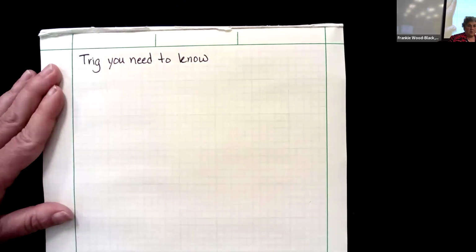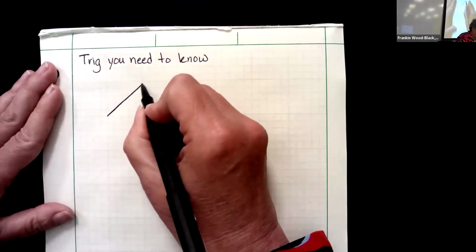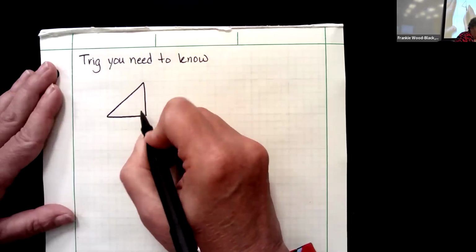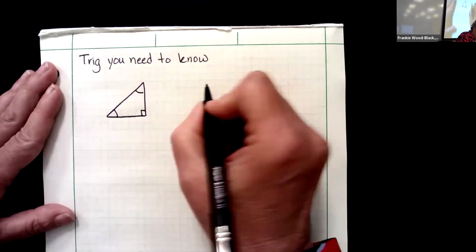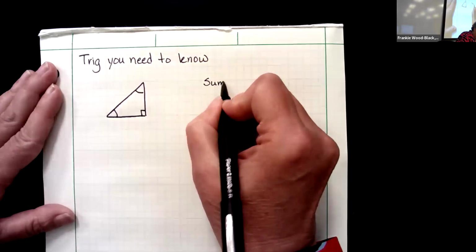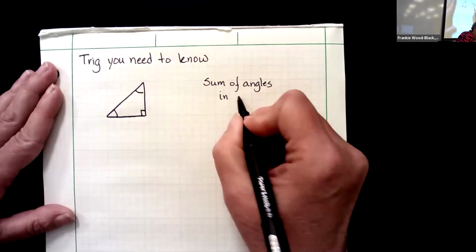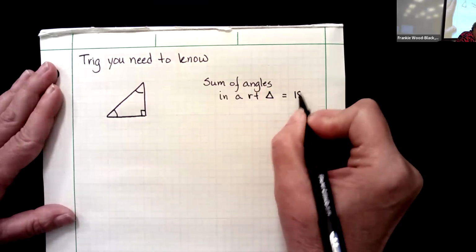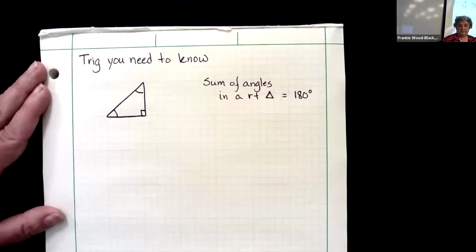So we're going to use a right angled triangle. So we've got a right angled triangle, and here's our right angle. First of all, the sum of the angles in a right triangle is going to equal 180 degrees. Actually, the sum of the angles in any triangle equals 180 degrees, and that's one of those facts about triangles.